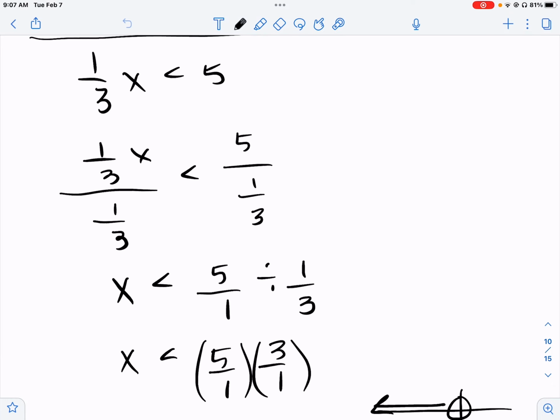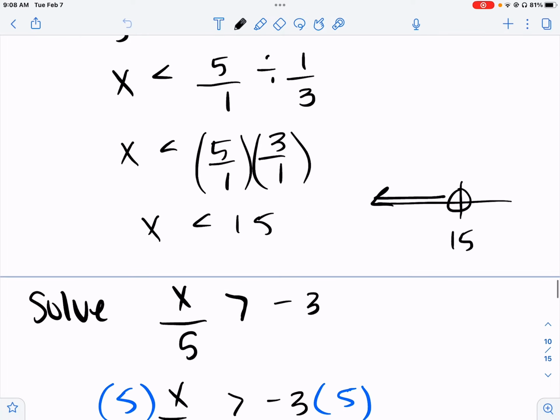1/3 x is less than 5. Divide both sides by 1/3. 5 over 1 divided by 1/3 is the same thing as 5 over 1 times 3 over 1. Okay, keep flip change, keep 5 over 1, flip 1 over 3. So we get x is less than 15. Open circle because it just has less. Less than goes to the left.